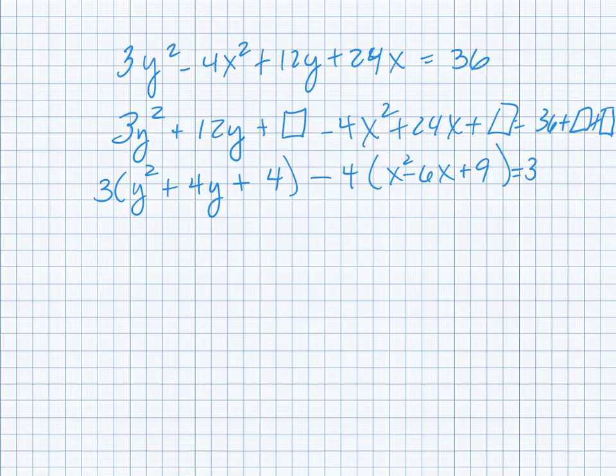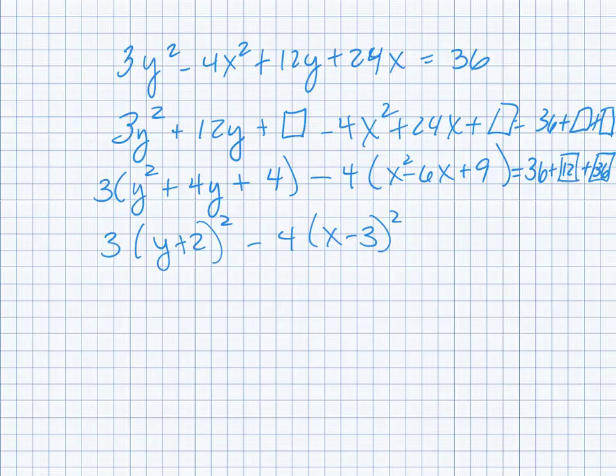So what are we putting in our plus boxes on the other side? 12 and a negative 36. So the 36 is by deduction. So now we can factor, and when we factor, we have 3y plus 2 squared minus 4x minus 3 squared, and remember it's this sign here and the square root of that number. That's how you factor those. And that equals 12. Got it?